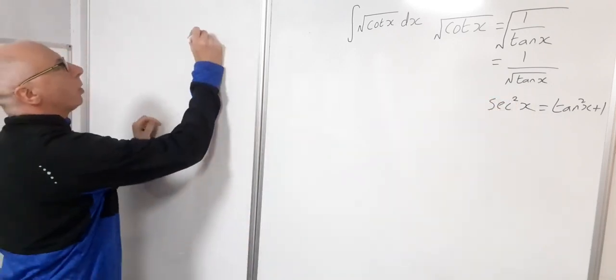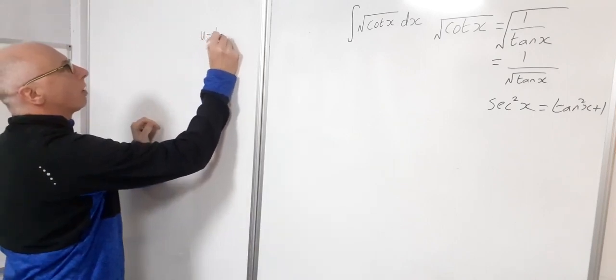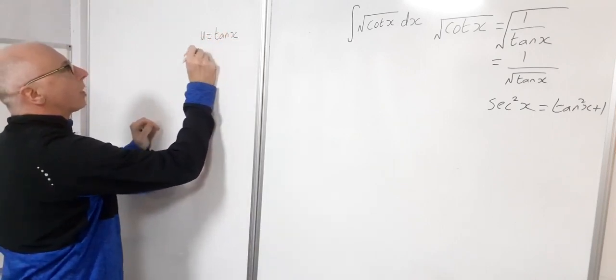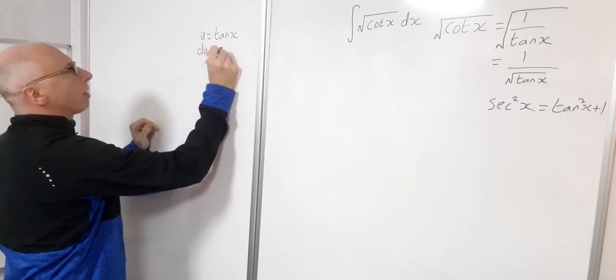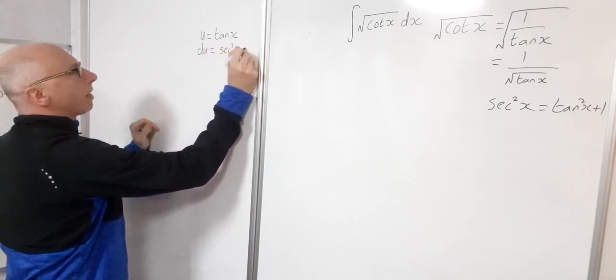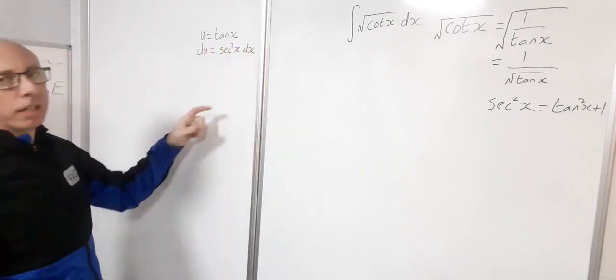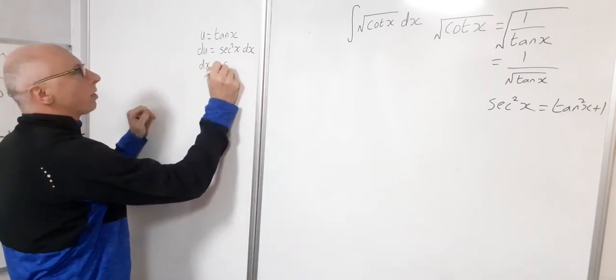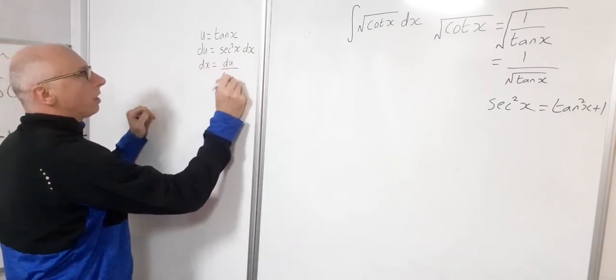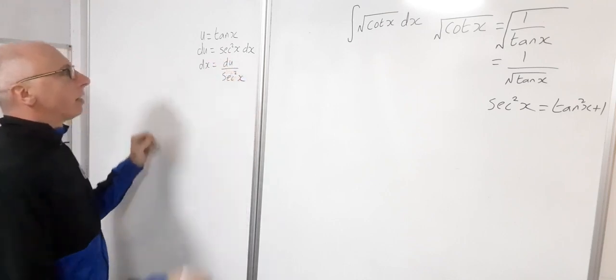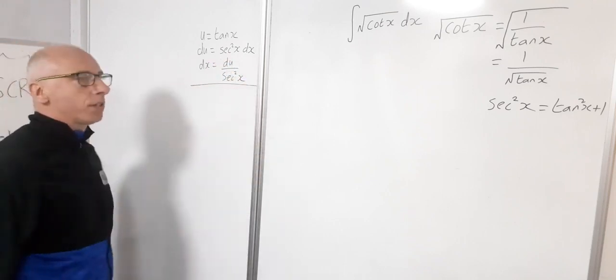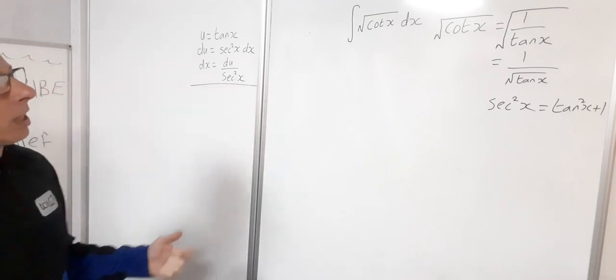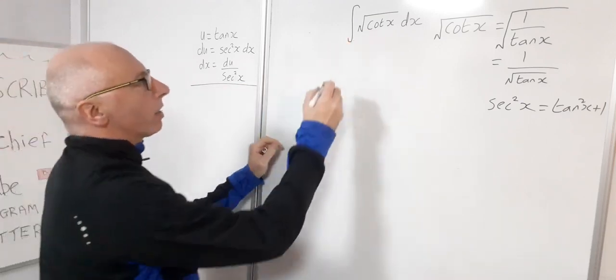So bring it up on this board. u equals tangent x. So taking the derivative on both sides, we get du equals secant squared x dx. And then get the dx on its own: dx equals du over secant squared x. So that's our first substitution. So let's go with that in our integral.